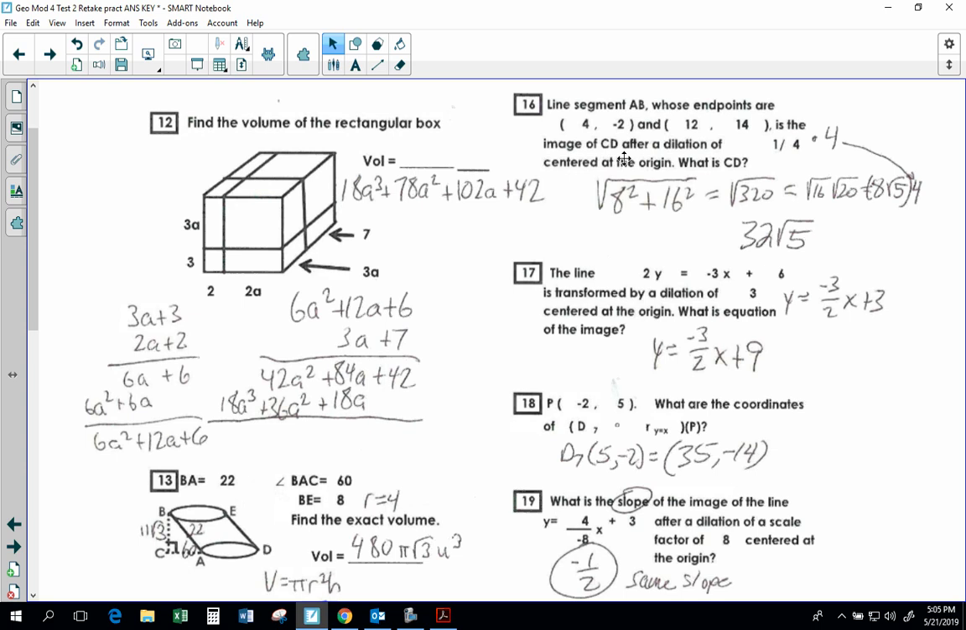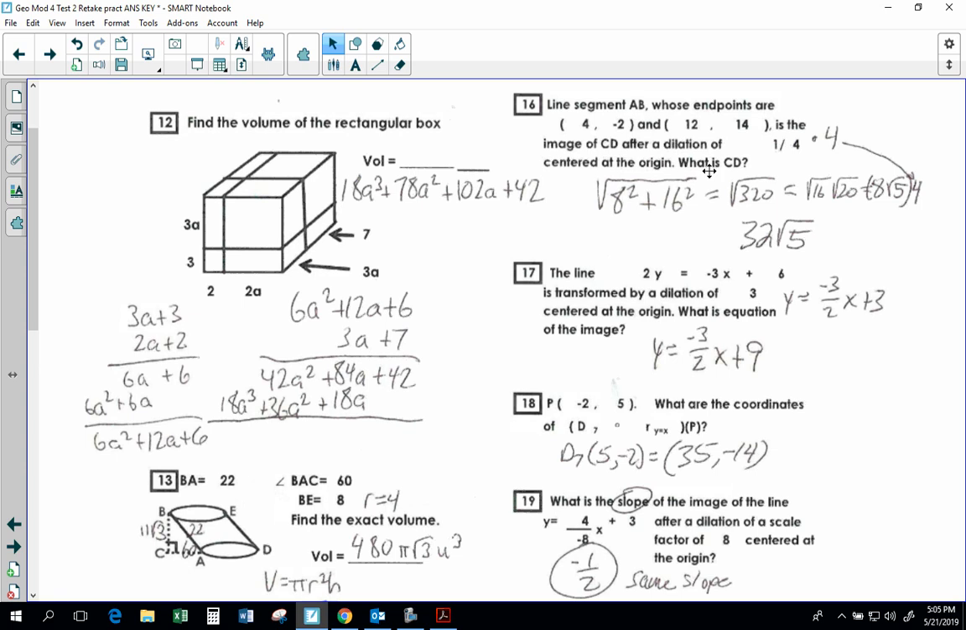All right, line segment AB, whose endpoints are these, is the image of CD. So CD was the pre-image after a dilation of 1/4. So it took CD, multiplied by 1/4. It got 4 times smaller to get AB right here.